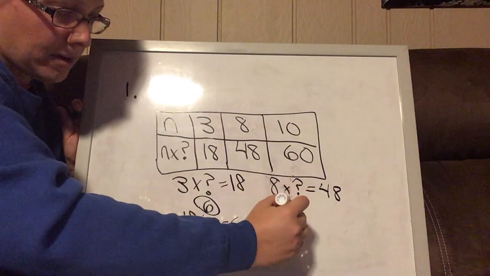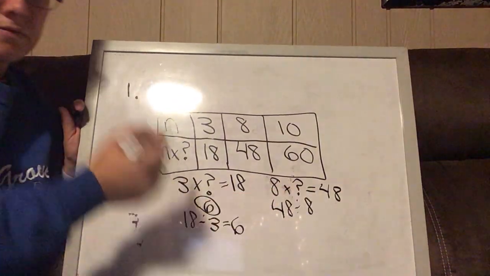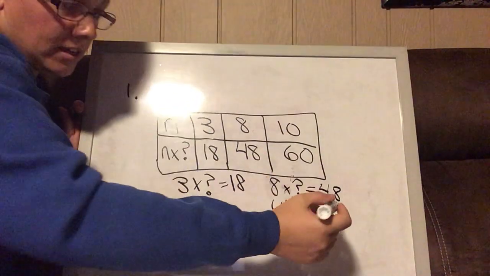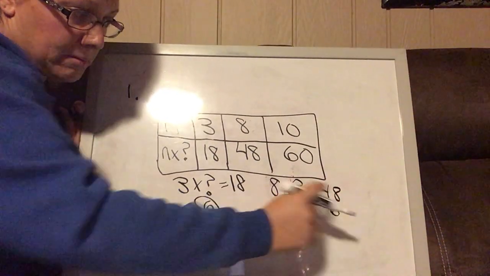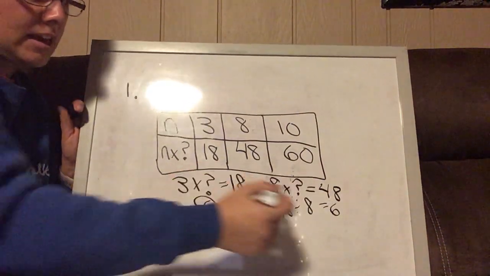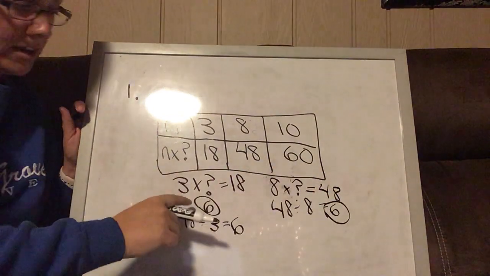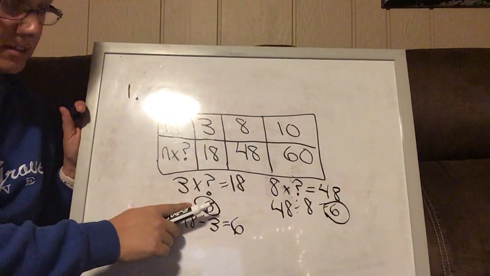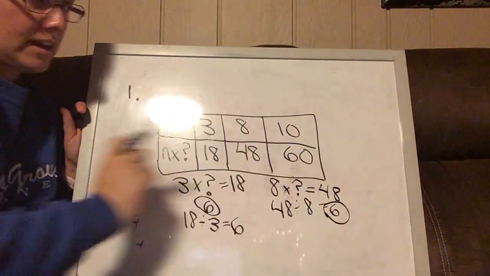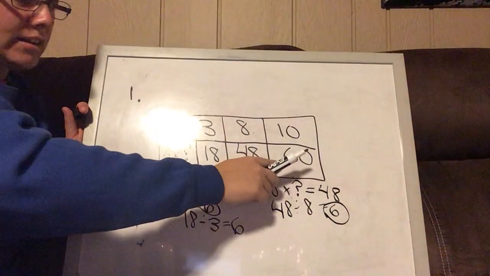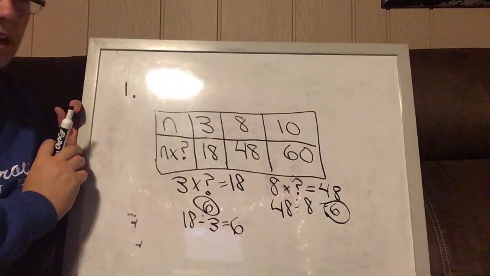48 divided by 8 equals 6. So my mystery number, 8 times 6 is 48. So far over here, n times 6. Also over here, n times 6. Let's check our last one. Make sure our pattern checks out.